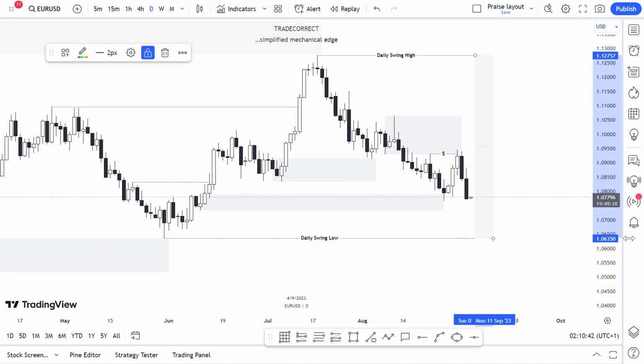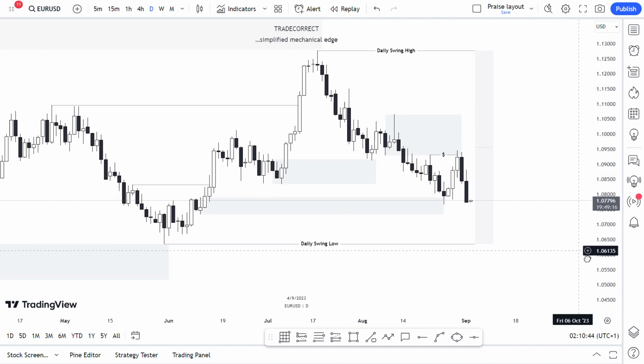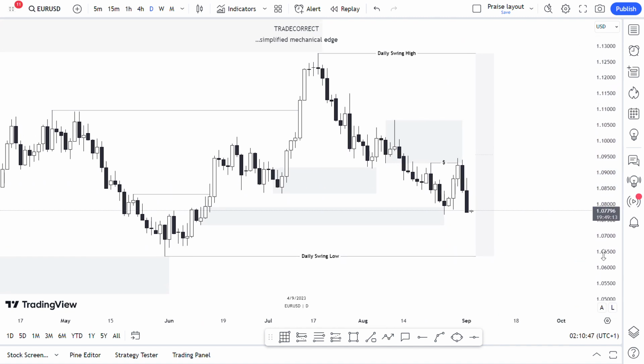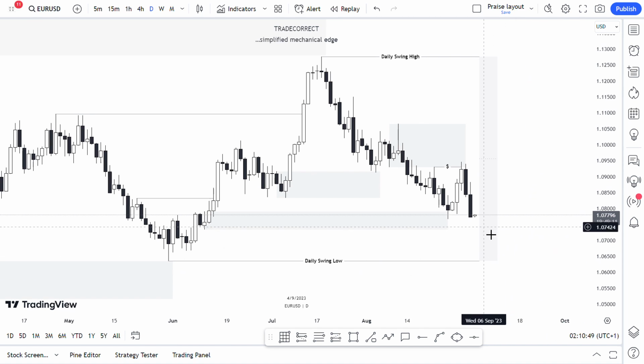So it's only wise to wake up today. This is 2 a.m. Nigerian time, 2:10. It's only wise to wake up and look for sales, because I don't see why you should be buying in this market except your strategy tells you to do so.